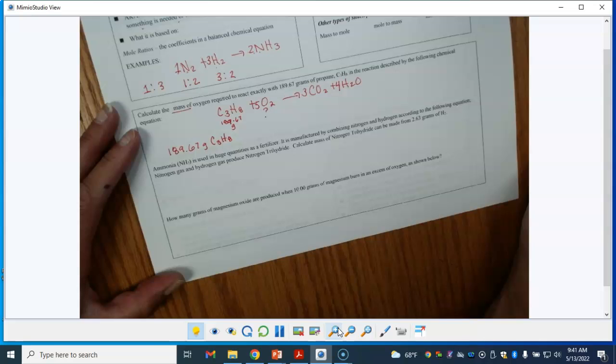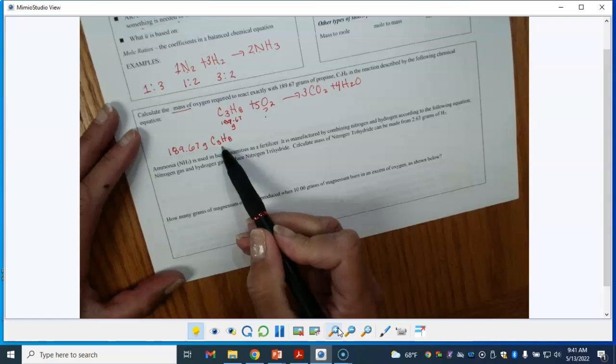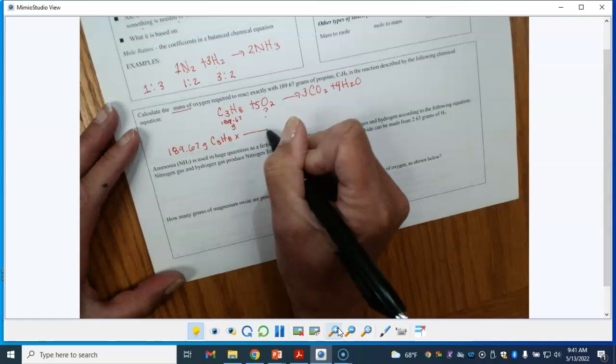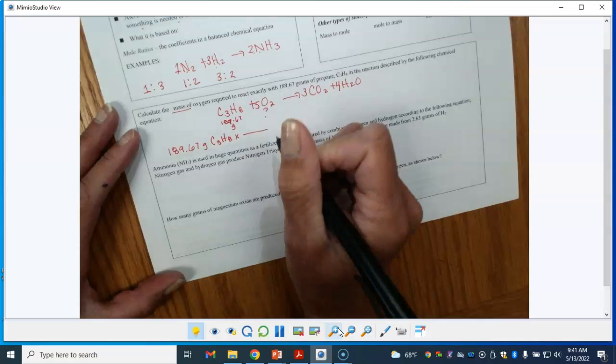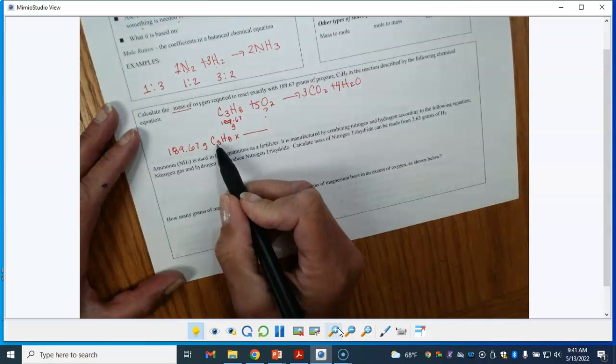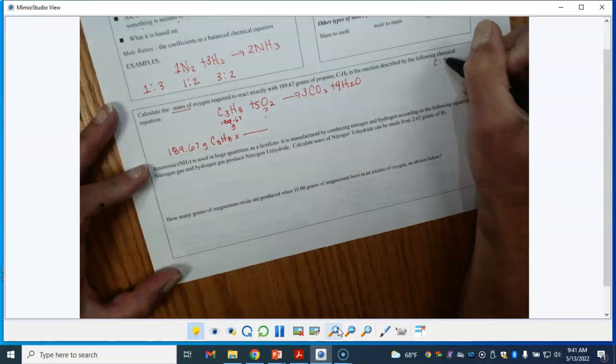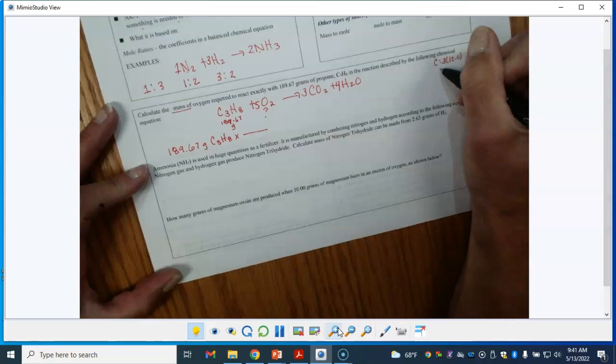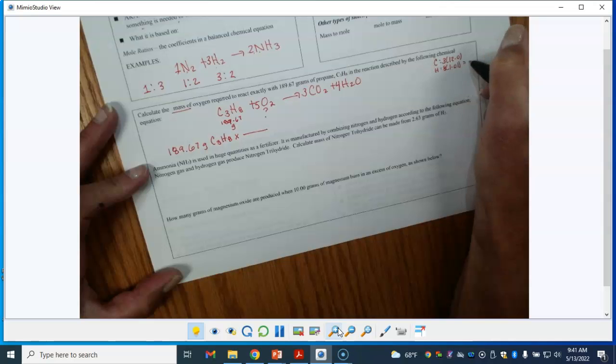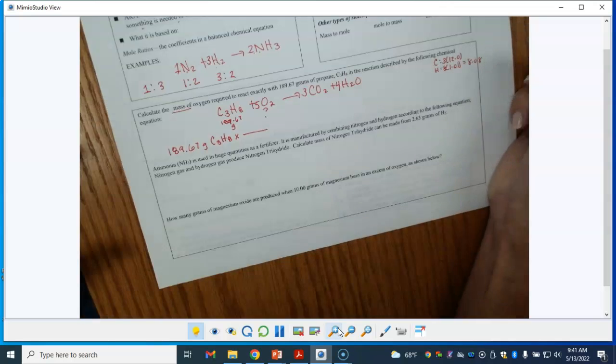Now, the first thing I need to do is convert grams to moles using the molar mass of C3H8. So I'm going to go from grams to moles, so I need to calculate the molar mass of this. I'm going to do this over here. So carbon is 3 times 12.01. Hydrogen is 8 times 1.01 to give you 8.08.